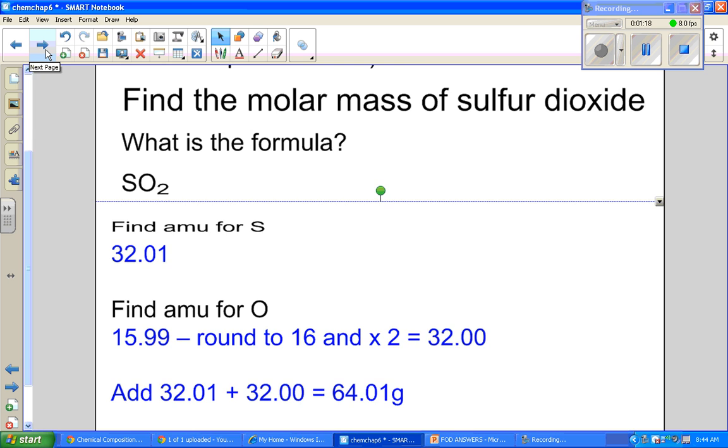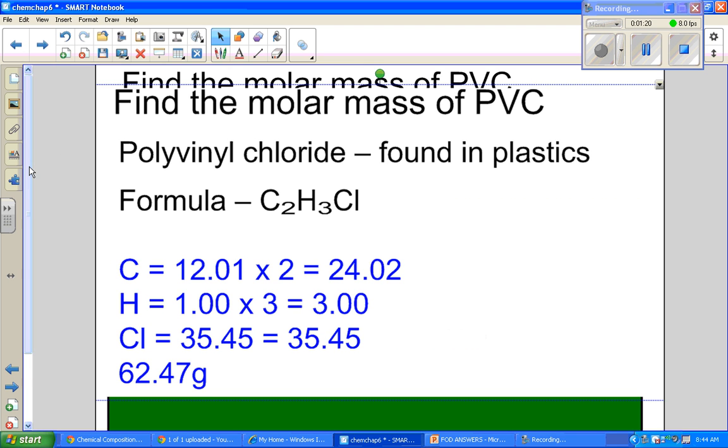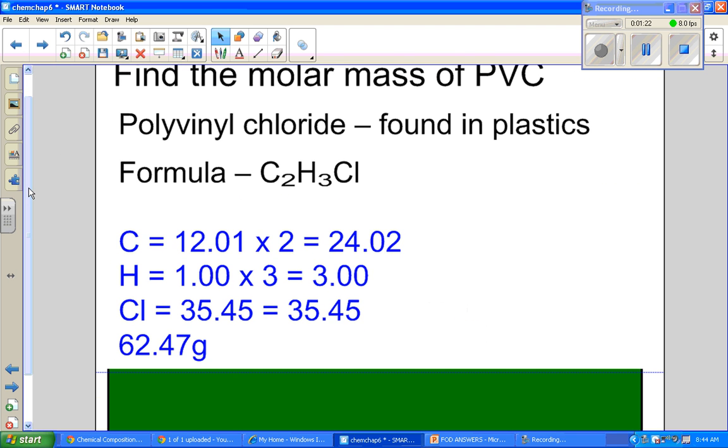Not too bad, right? Okay, now how about for PVC, which is polyvinyl chloride, which is found in plastics, and the formula is C2H3Cl. So C is carbon, and its AMU is 12.01, so you times it by 2 because there's 2 C's in the formula, and that comes out to 24.02.